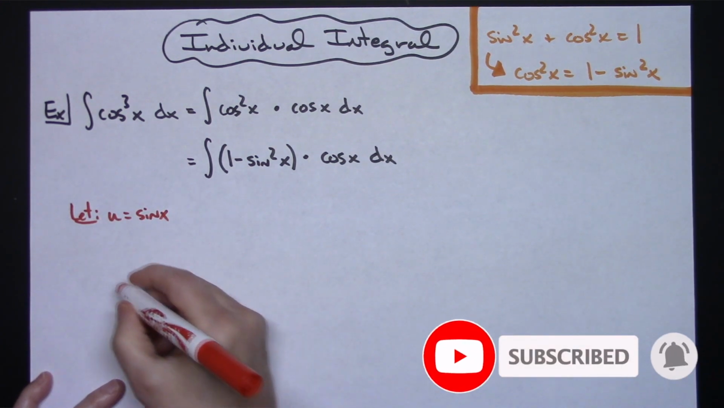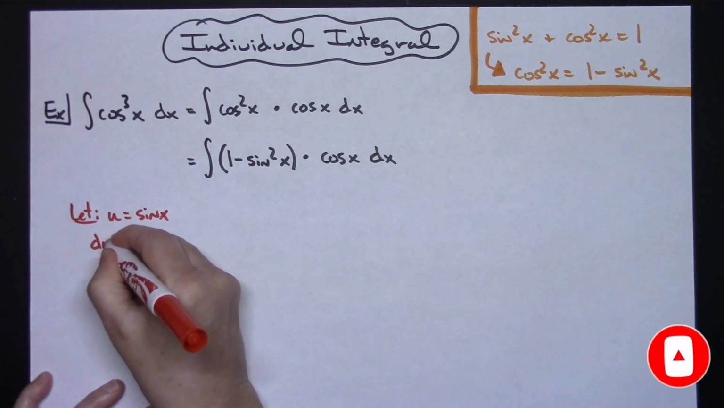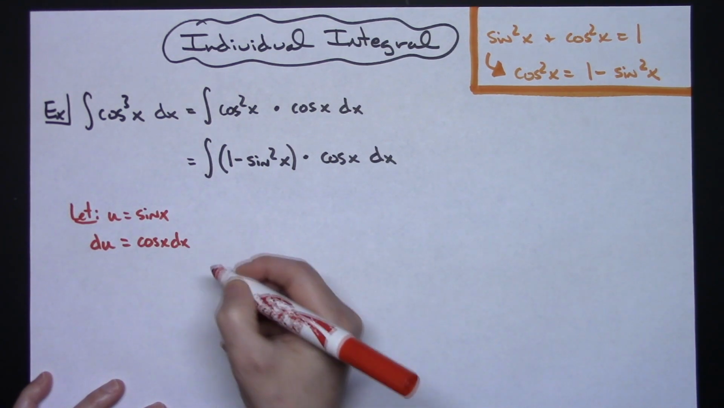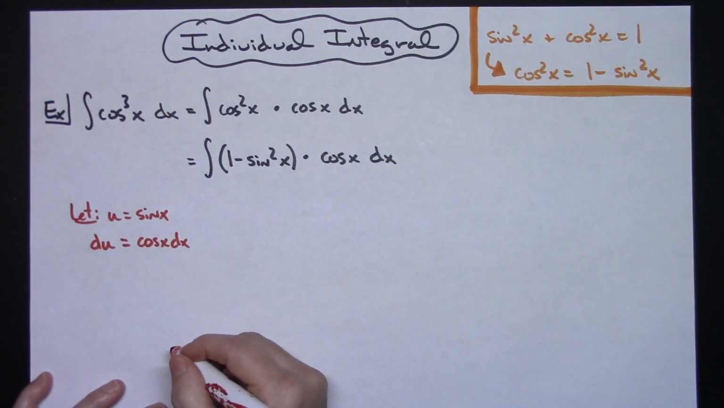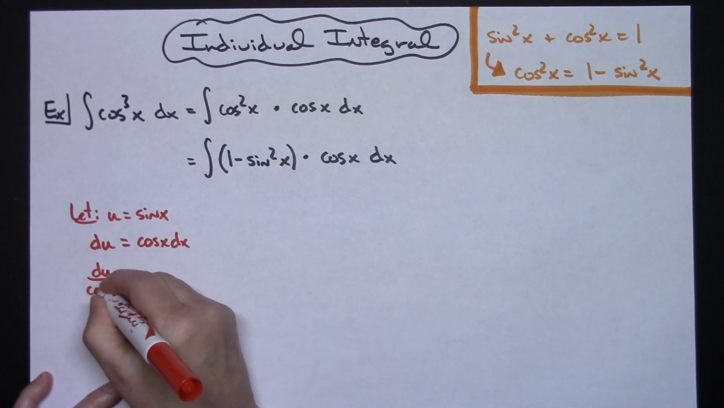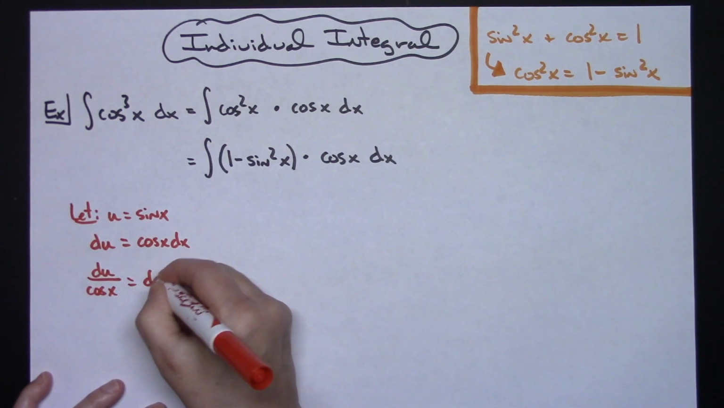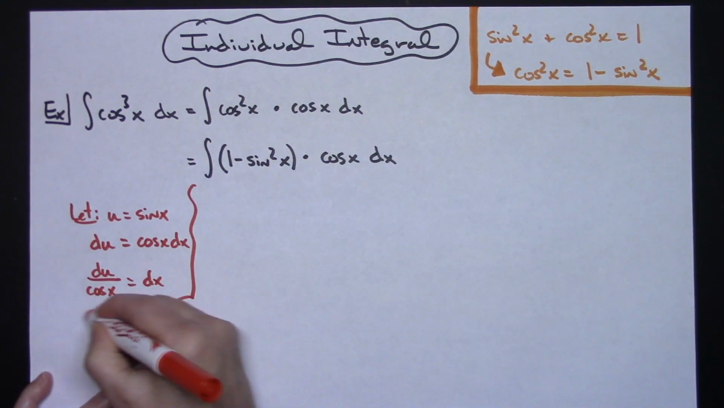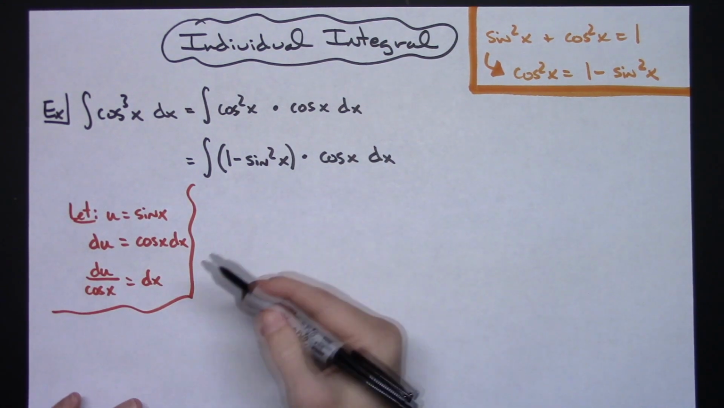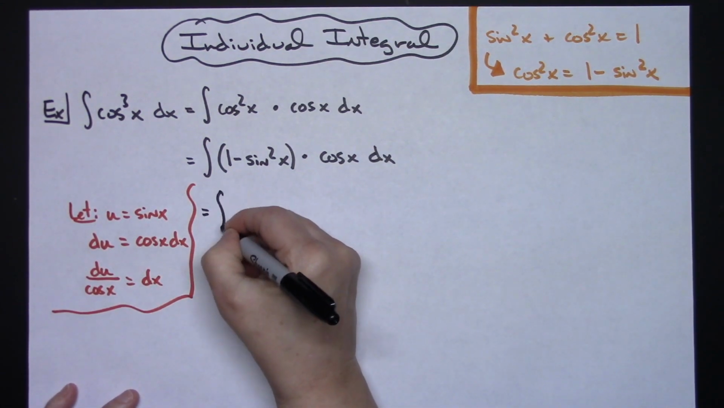All right, now from there, then I'll take the derivative of both sides. I'll have a du is equal to a cosine x dx. I'm going to go ahead and solve all the way down for dx. So I'll have a du over a cosine x is equal to my dx. Okay, now from there, I'm going to come back up here to this integral, and I'm going to start substituting.